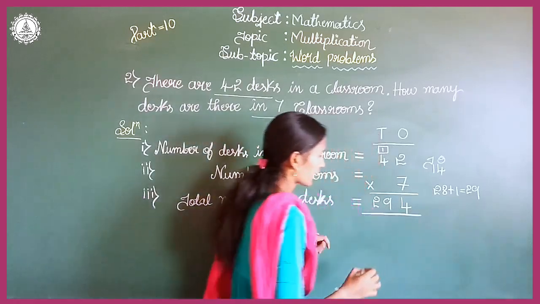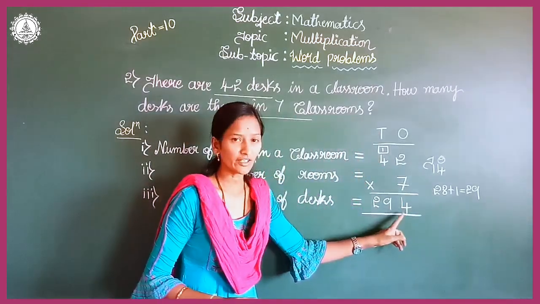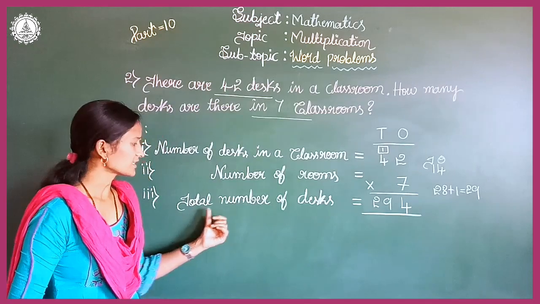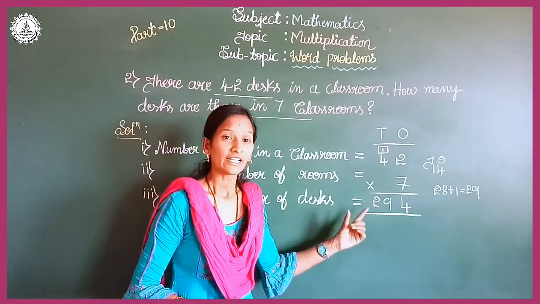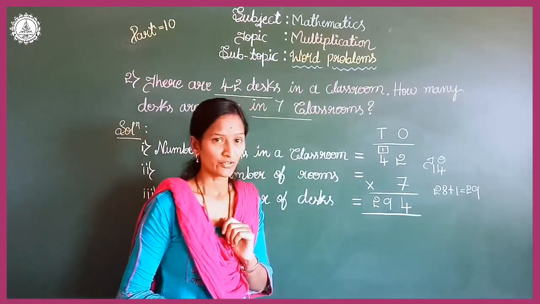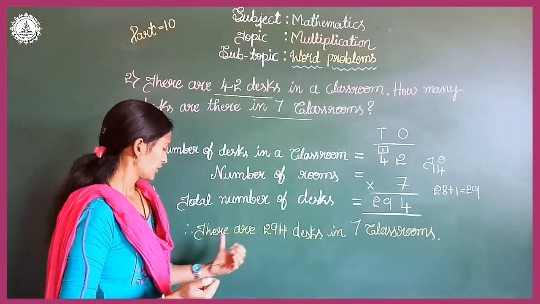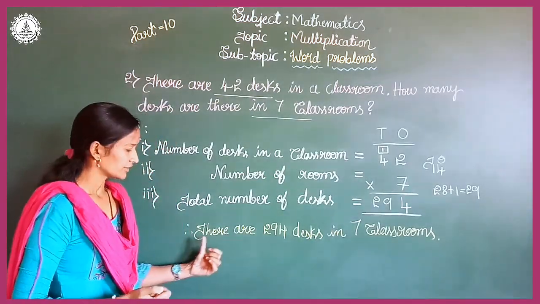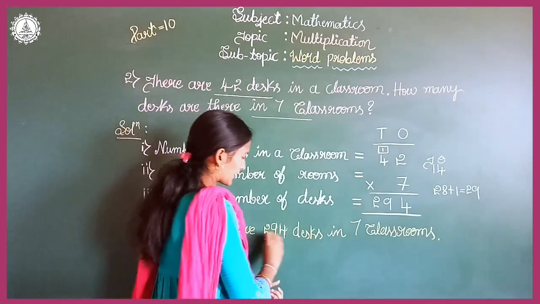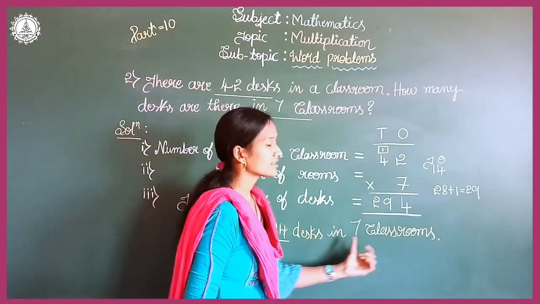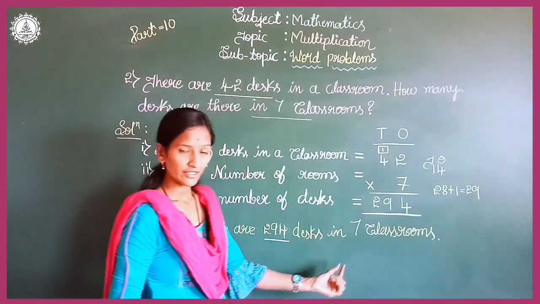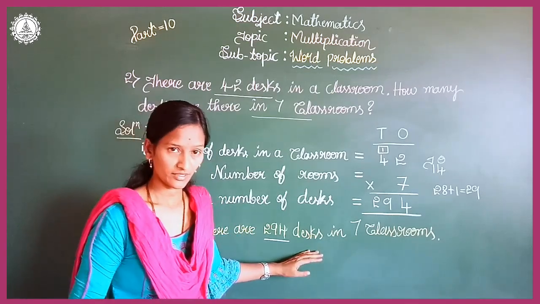So which is our product? 294 is our product. So this is the total number of desks in 7 classrooms, right? So students, therefore there are 294 desks in 7 classrooms, right? So this is our answer.